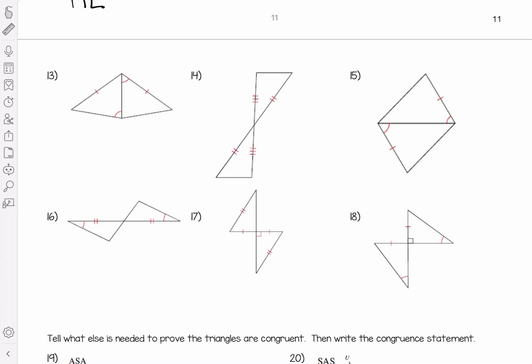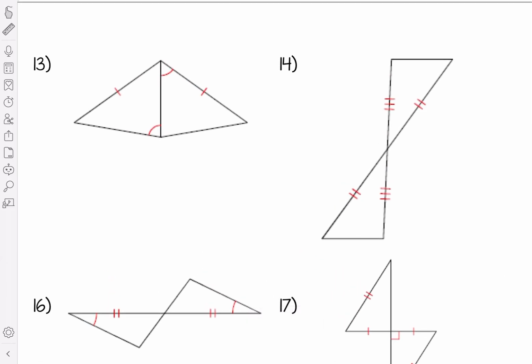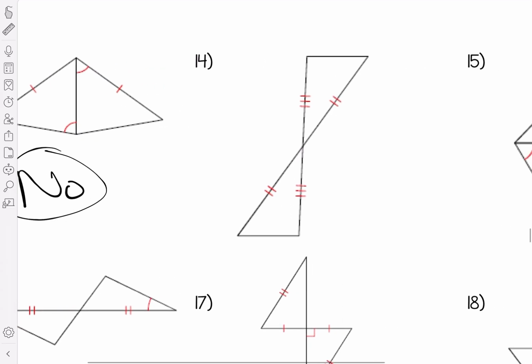Okay, so looking at number 13, this one is trying to trick you. Side right here and this side right here match. However, all of a sudden the angle changes sides. So these are not congruent because the angle's not in the right spot. Because this triangle on the left is technically a side-side-angle, and the one on the right is a side-angle-side. So no, these are not congruent.